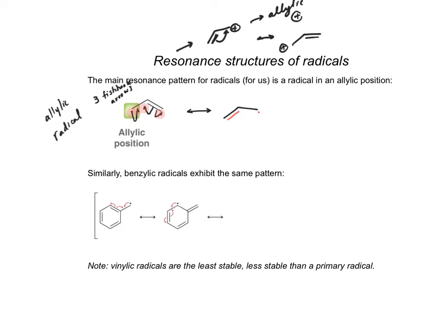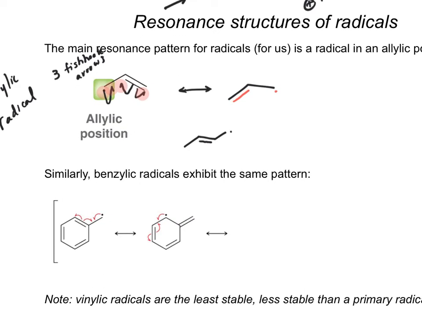So again, if we drew that again in a little bit more complex problem, let's say that we had this radical here. To draw a resonance structure for this radical, because we know that it is an allylic radical, right? Because we have a double bond, and we have a radical in the allylic position to that double bond.